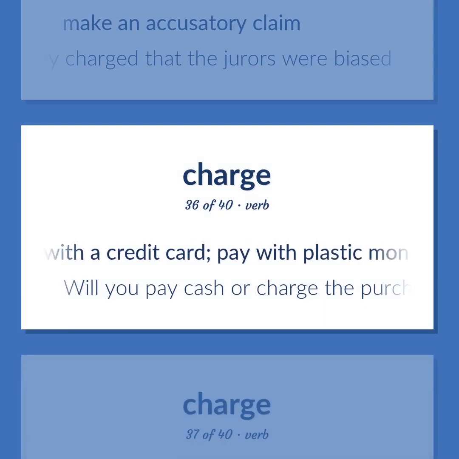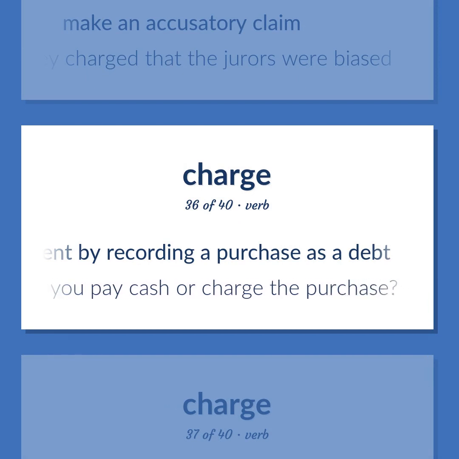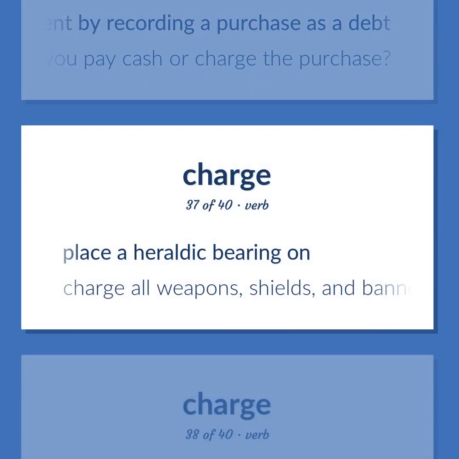Pay with a credit card. Pay with plastic money. Postpone payment by recording a purchase as a debt. Will you pay cash or charge the purchase? Place a heraldic bearing on. Charge all weapons, shields, and banners.